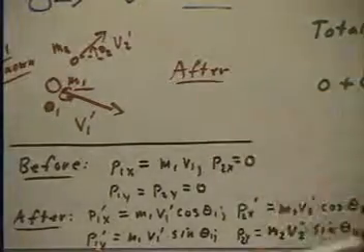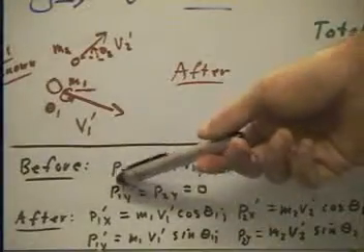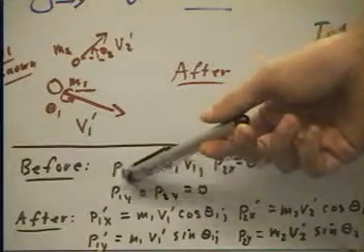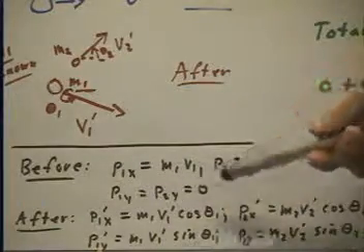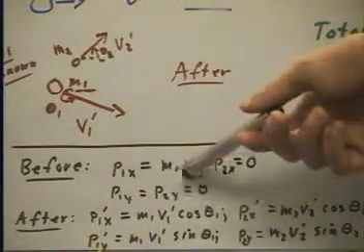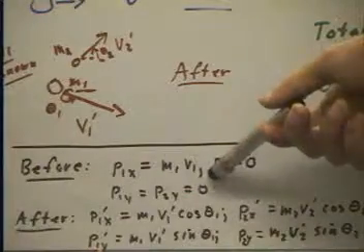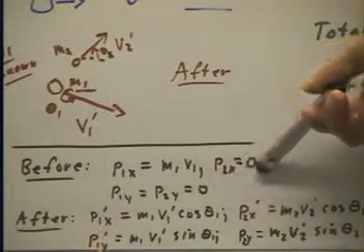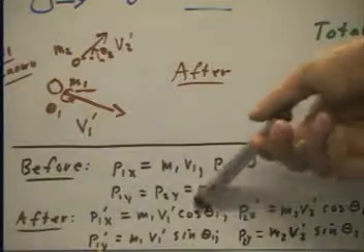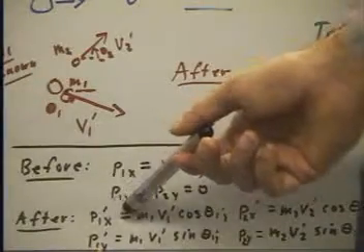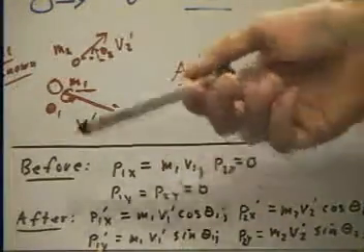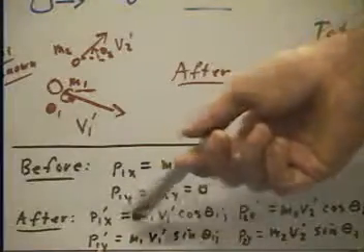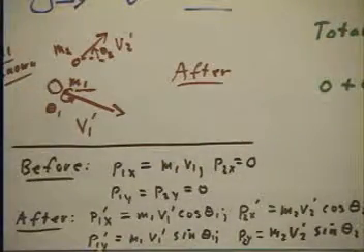Okay, before collision, as we said, we have p1x, the momentum of the first object in the x direction, which is just m1 v1. And everything else is 0. The second object isn't moving, so it has no x or y momentum. And the first object has no velocity in the y direction, so it has no y momentum.